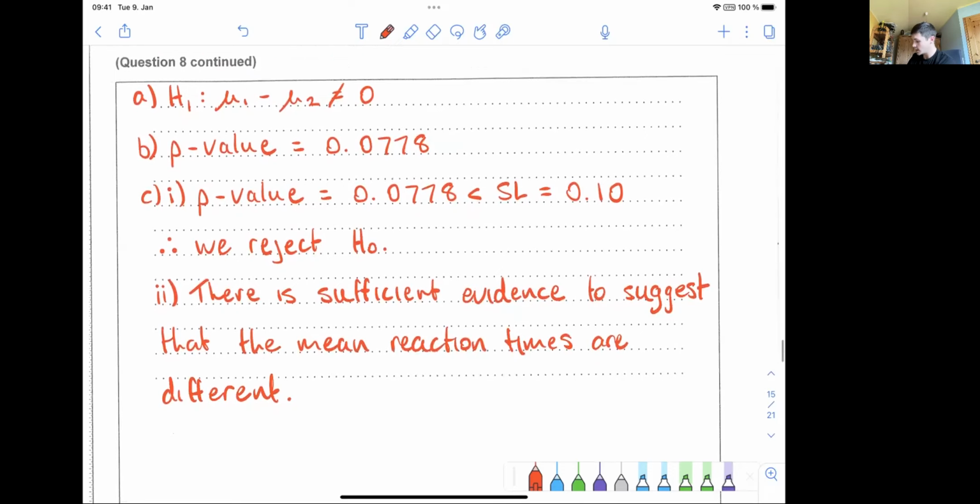I will stress, if you are unsure of how to do part B here, so calculating the p-value and using your calculator to do that, do just Google it, YouTube, or find out how to do that with your calculator. It'll be quite important for your exam. There'll definitely be a question along these lines. The good thing is your calculator does most of the heavy lifting, which is quite nice. Anyway, there we go. Quick answer to question 8.